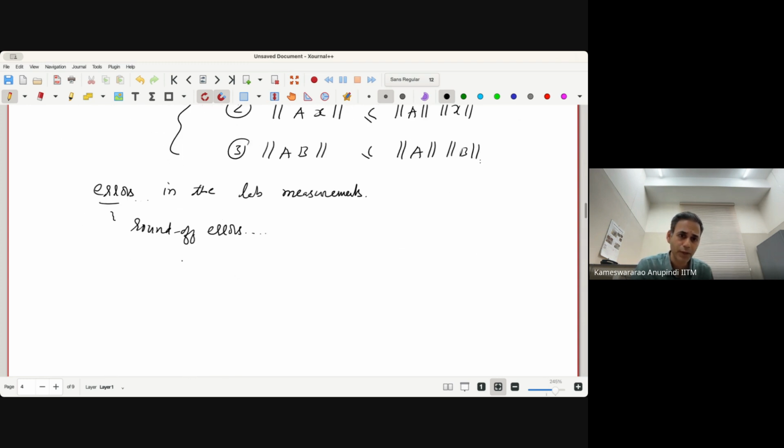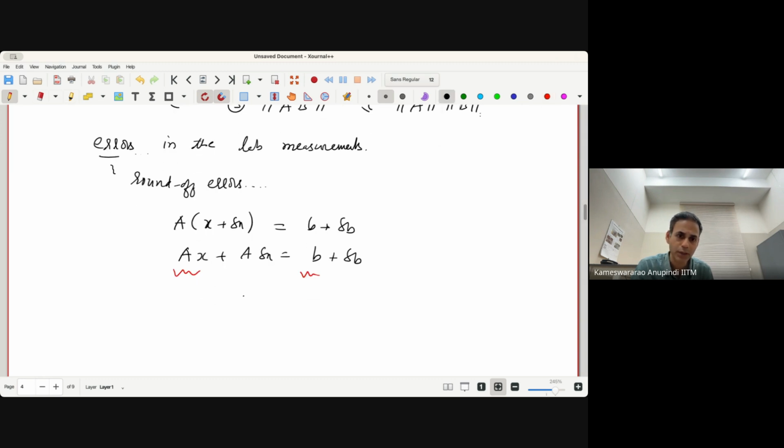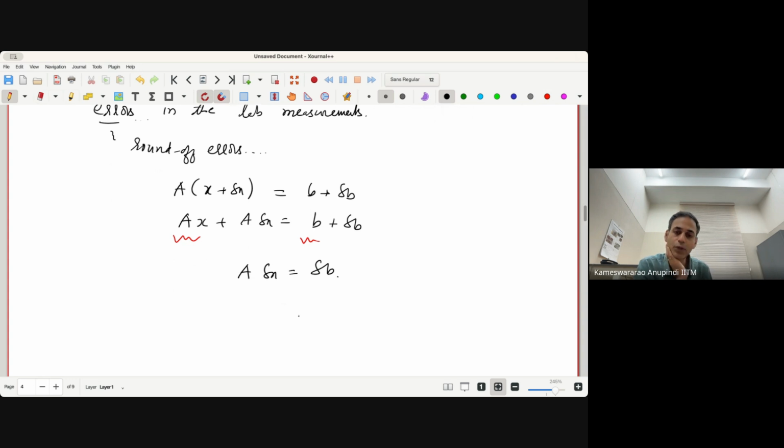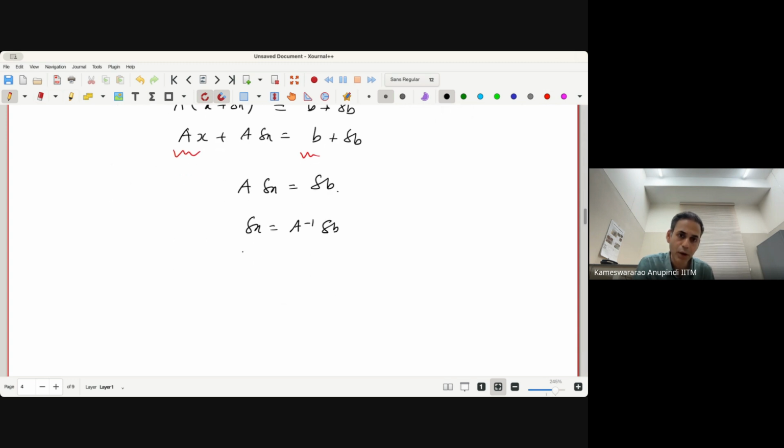Then what we have is, when I look at A times (X plus delta X) equals B plus delta B, I can write this as A times X plus A times delta X equals B plus delta B. Then we know that AX equals B, so these two can be cancelled on both sides. Then what we end up with is A times delta X equals delta B. So I can write this as delta X equals A inverse delta B. Then I can take the norms of this thing. So I can say norm of delta X equals norm of A inverse times delta B.